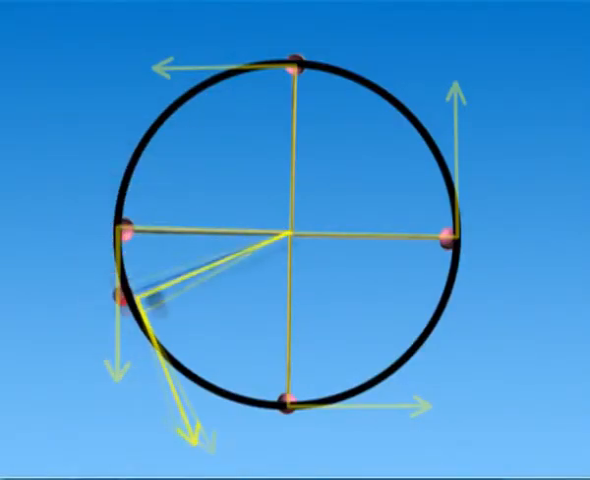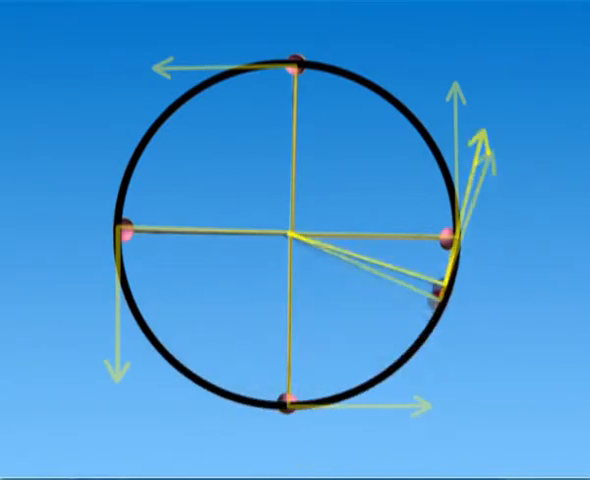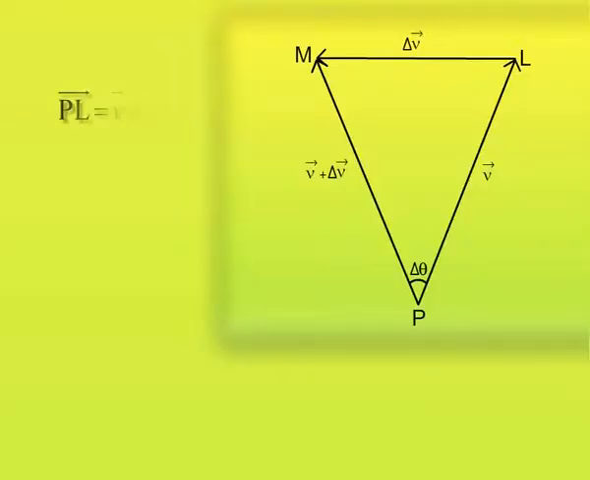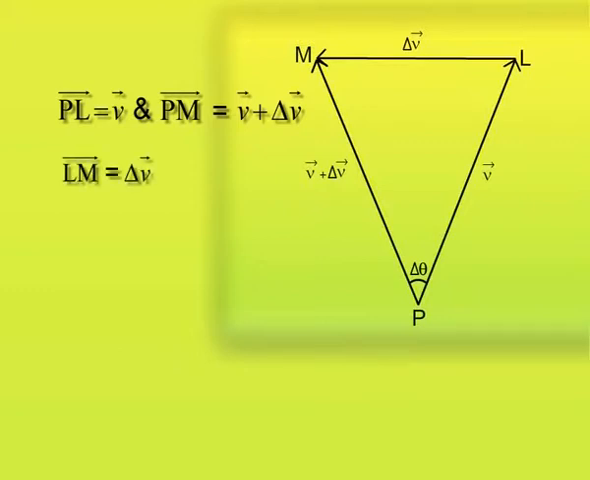In circular motion, the direction of the velocity vector is always along the tangent to the circular path at that point. Since the object moves with a uniform speed, the velocity vectors v and v plus delta v have been represented along tangents to the circular path at the points A and B by arrows of equal lengths. The change in velocity of the object occurs purely due to continuous change in the direction of motion of the object. Let vector PL be equal to vector v and vector PM be equal to vector v plus delta v, drawn from a common point P. Then the vector LM equal to delta v represents the change in velocity of the object in small time delta t.